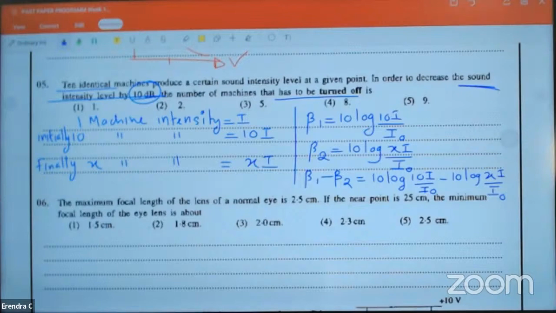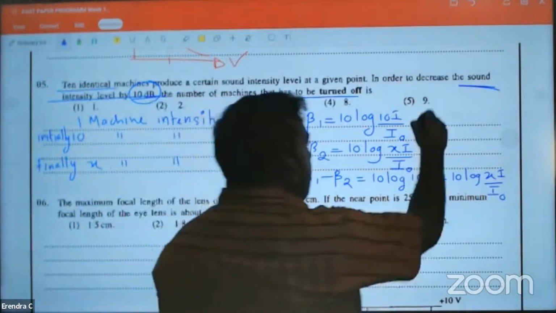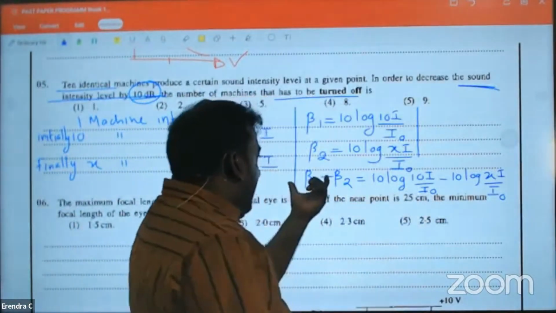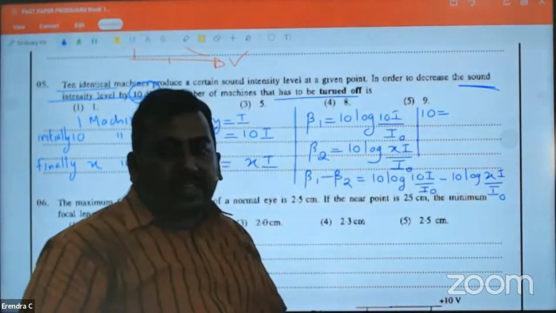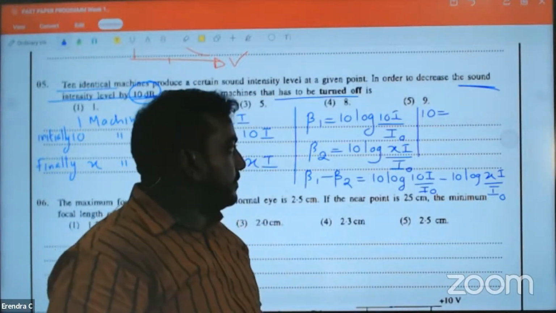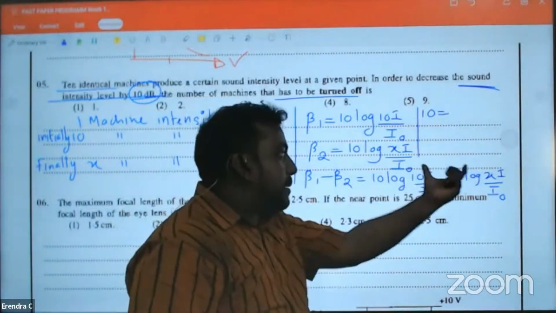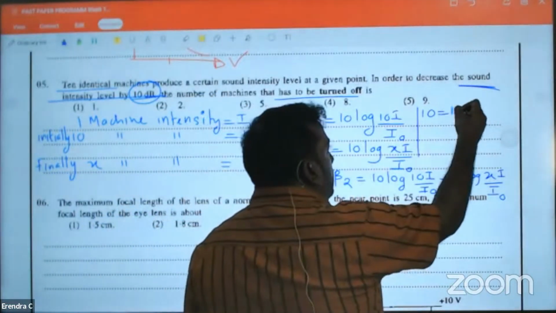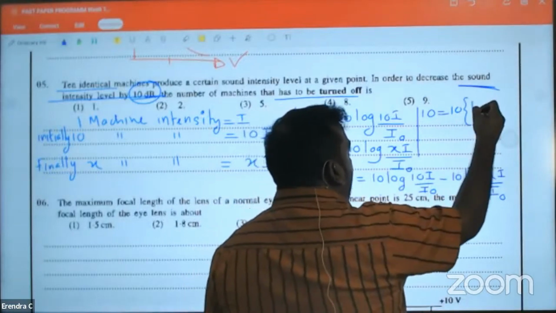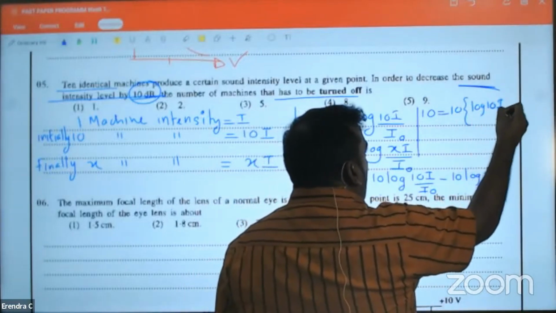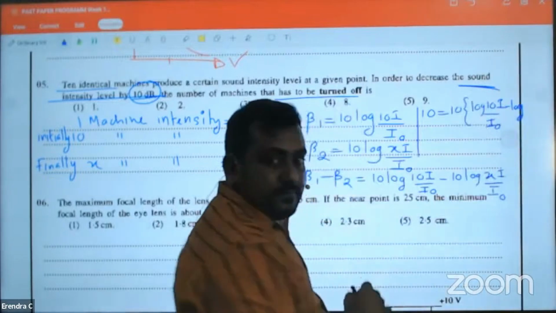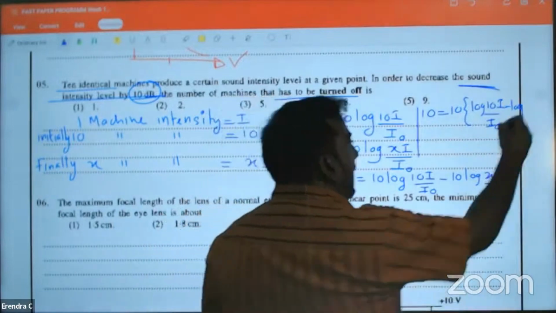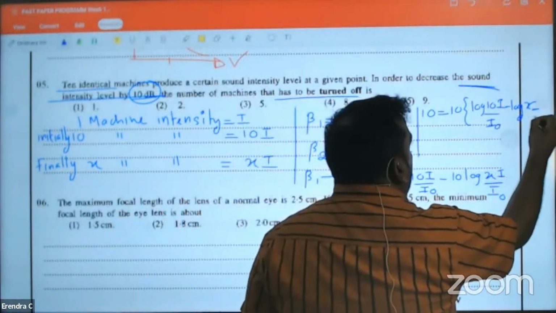Now look. Here, difference is given as 10 decibel. When you are doing a log subtraction, take the 10 out. Then what do you have? Log 10I over I naught minus log XI over I naught.